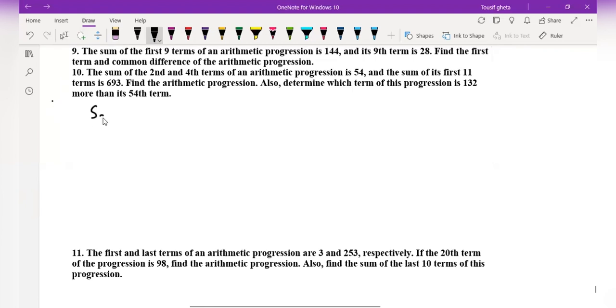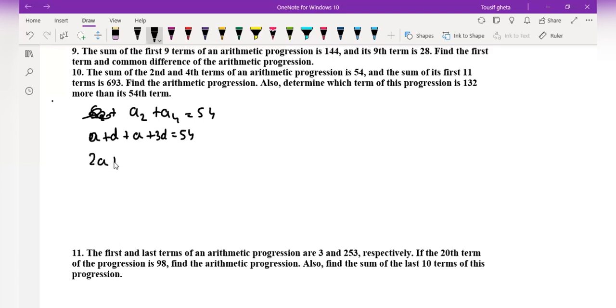So, the sum of the second and fourth terms: a2 plus a4 is equal to 54. a2 we can write as a plus d, and a4 we can write as a plus 3d, is equal to 54. a plus a becomes 2a, d plus 3d becomes 4d, is equal to 54. We can take 2 common. With 2 common, what will remain? a plus 2d is equal to 54.